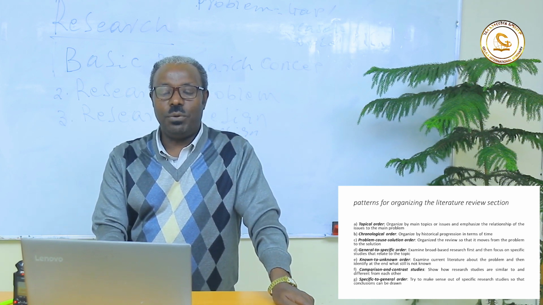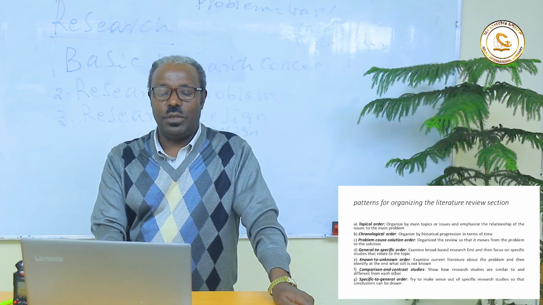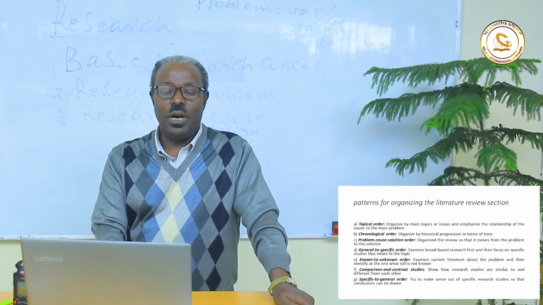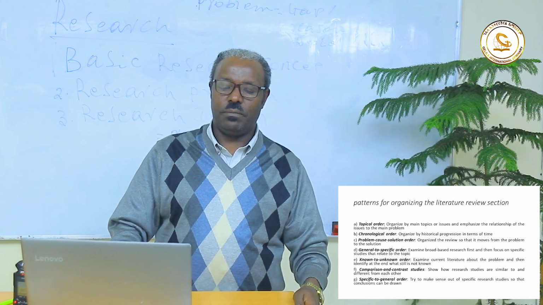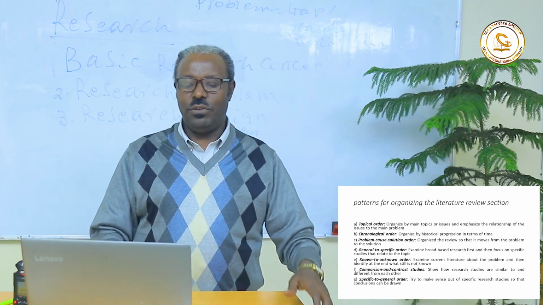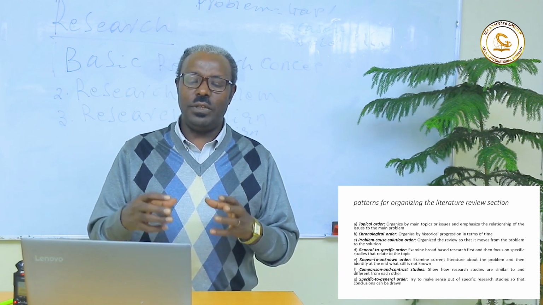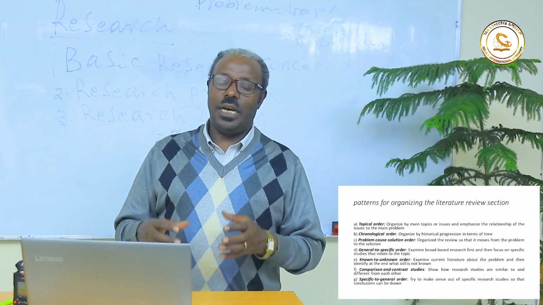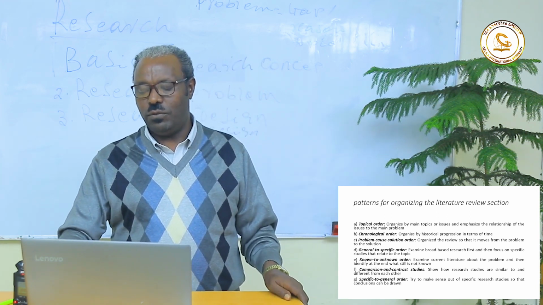The third one is problem, cause, solution. The fourth one is general to specific order. The fifth one is known to unknown order. The sixth one is comparison and contrast study. The seventh one is specific to general order. All these are the patterns that help us to organize the literature review section.